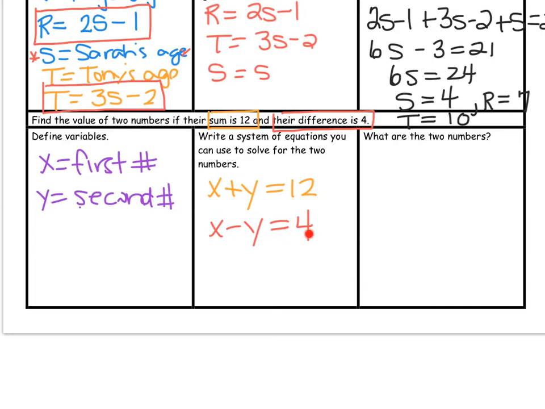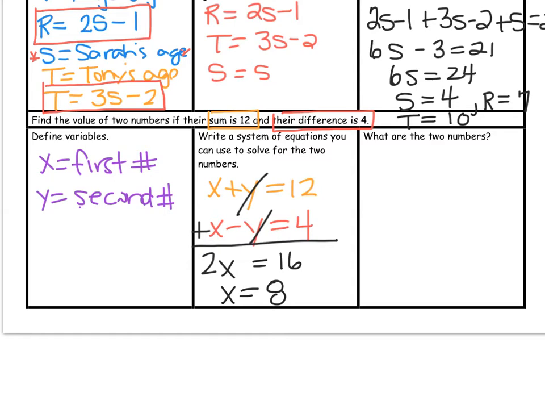Now we talked about in class yesterday how do we know if we use graphing, if we use elimination, or we use substitution. This is a good example of where we would use elimination. We can add these two. If we add x plus x, that gives us 2x, plus y minus y, these cancel out, and then 12 plus 4 equals 16. And if we divide each side by 2, we get x equals 8.